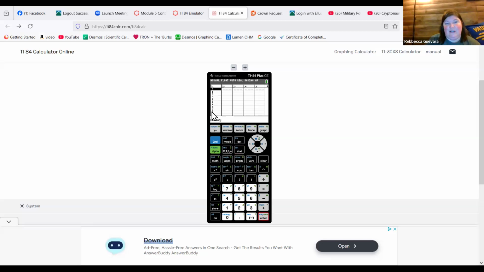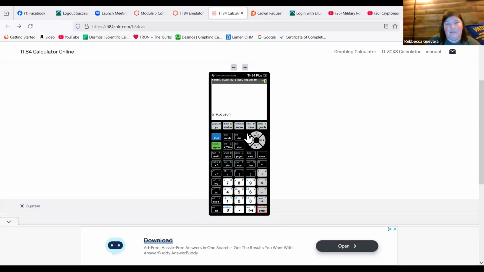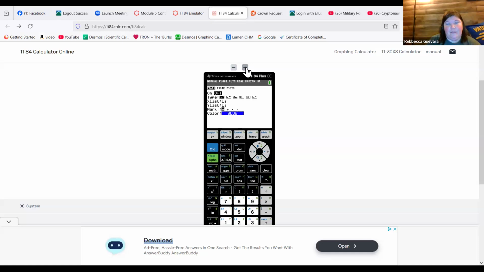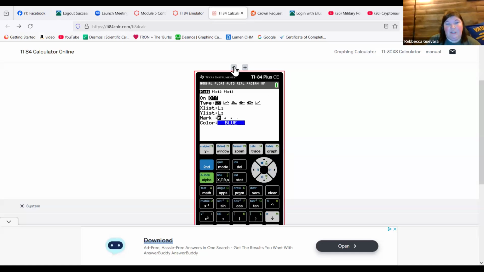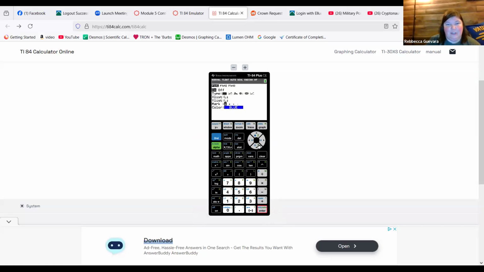So this is that data on the number of classes that somebody was taking in a semester. If I wanted to do a box plot for this data, I'd go second Y, which takes me to stat plot. Then we'll pick that first plot. You first want to make sure that your plot is on.